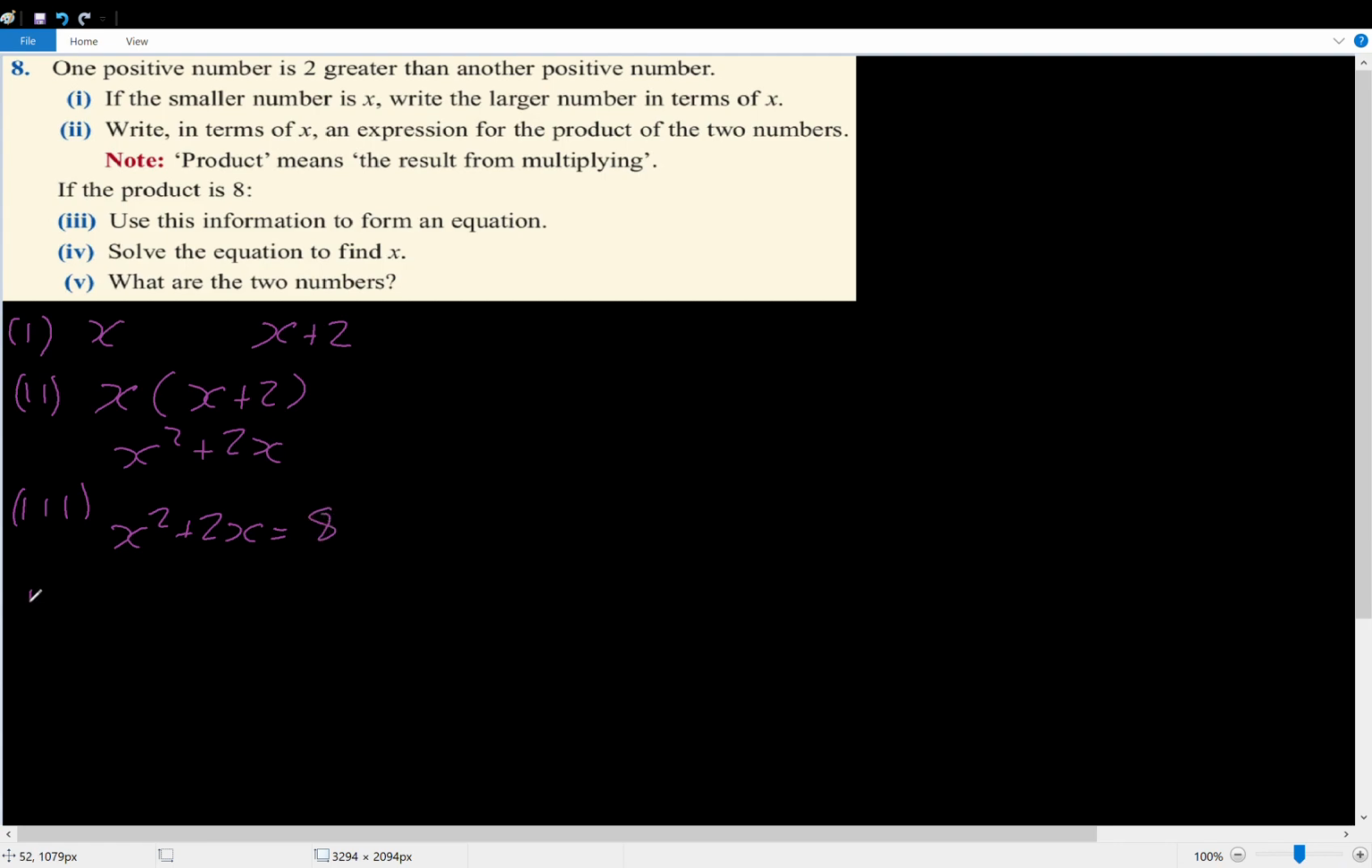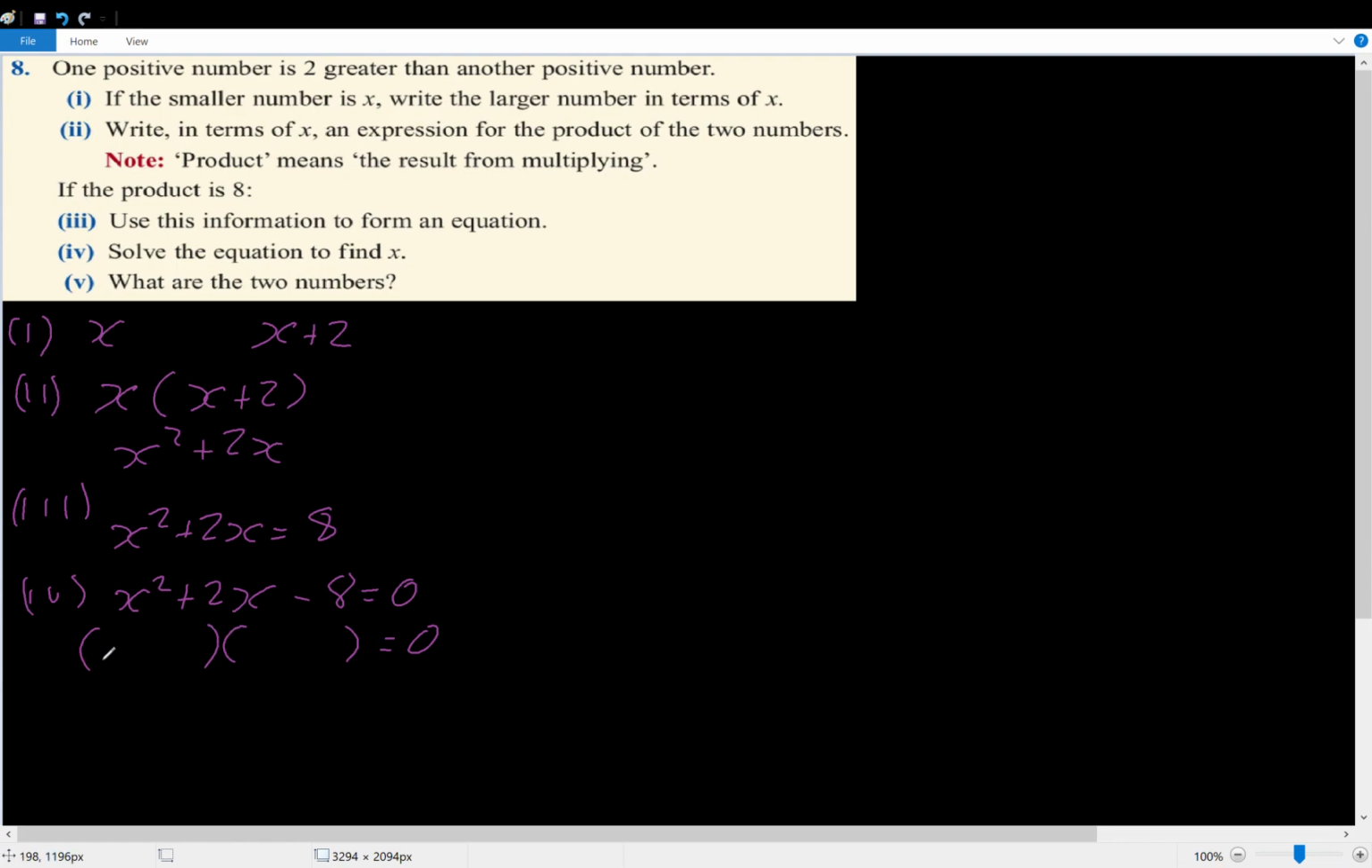And then for part 4, we're asked to solve the equation to find x. Because there's an x squared in this equation, it means that we have a quadratic. So we've got to bring all of our terms to the left side of the equals, leaving just a 0 on the right, and then we're going to factorize. Let's bring them all over first. So we get x squared plus 2x minus 8 equals 0. And then if we factorize, I'm going to put brackets down. Don't forget our equals 0 in the end.